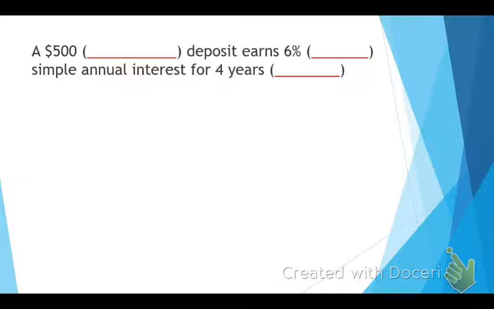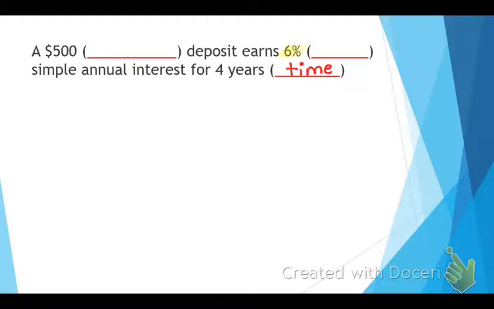So let's go ahead and just kind of focus on this thing. A $500 deposit earns 6% simple annual interest for 4 years. I want to identify what these 3 different parts are and kind of name them. So, as I said, one of them is interest, one of them is principal, one of them is rate, and one of them is time. Let's do the easiest one right here. What do you think 4 years symbolizes? Interest, principal, rate, or time? Time. Let's write that down. This is our time, okay?